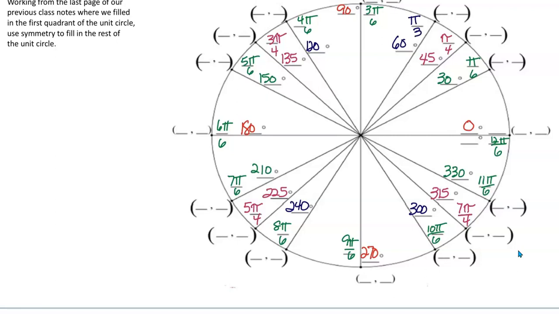Okay, so then we have 3 pi over 6. I can reduce that to pi over 2. Pi over 6, right here, can be reduced to 2 pi over 3. 5 pi over 6 stays. 6 pi over 6, which is a quadrantal angle, can be reduced to just plain old pi.